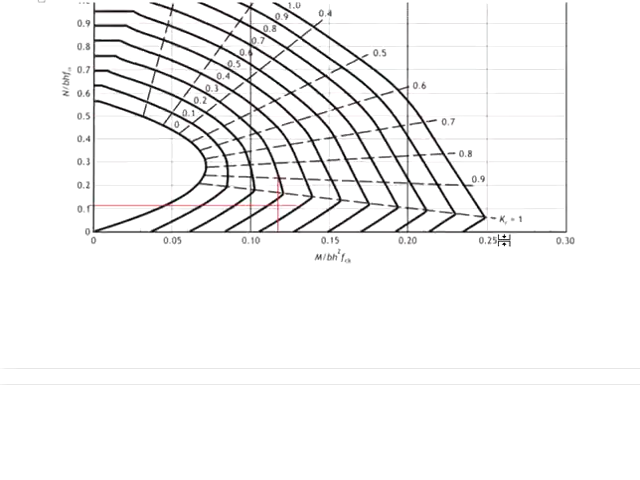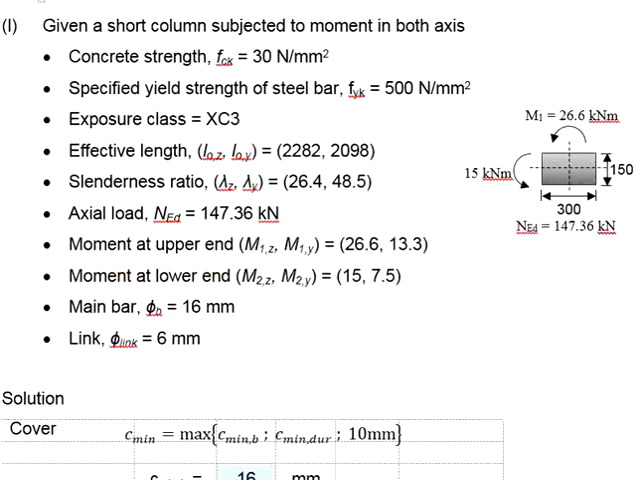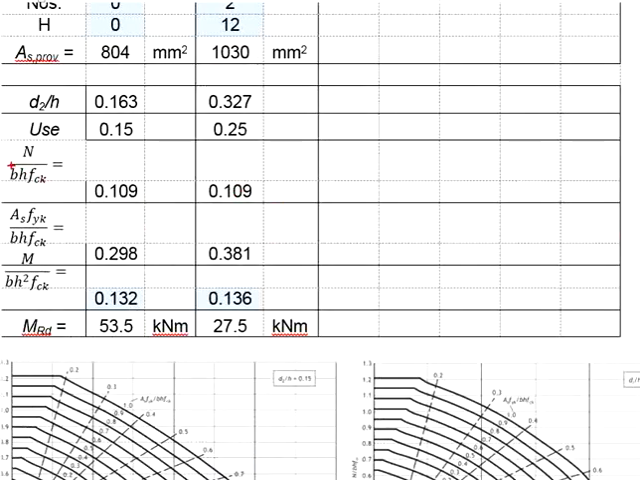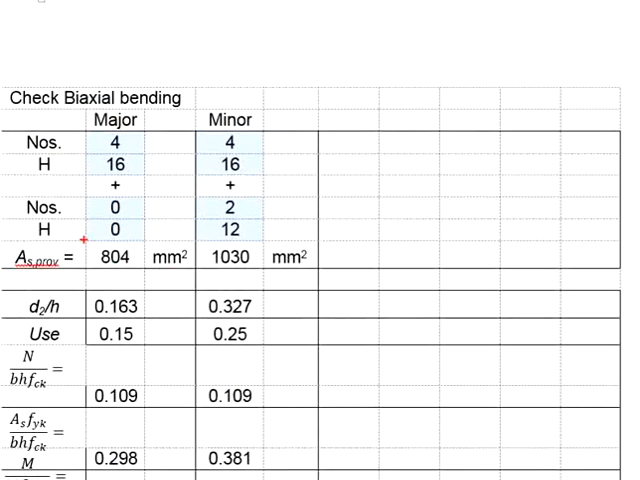Now we're going to calculate the N per BH FCK. NED is given, which is 147.36 kilonewton. BH is 150 times 300. FCK is given, grade 30. The axial load will be the same for both axes. That gives you 0.109. And then you need to determine the AS FYK per BH FCK based on the actual amount of reinforcement bar provided.